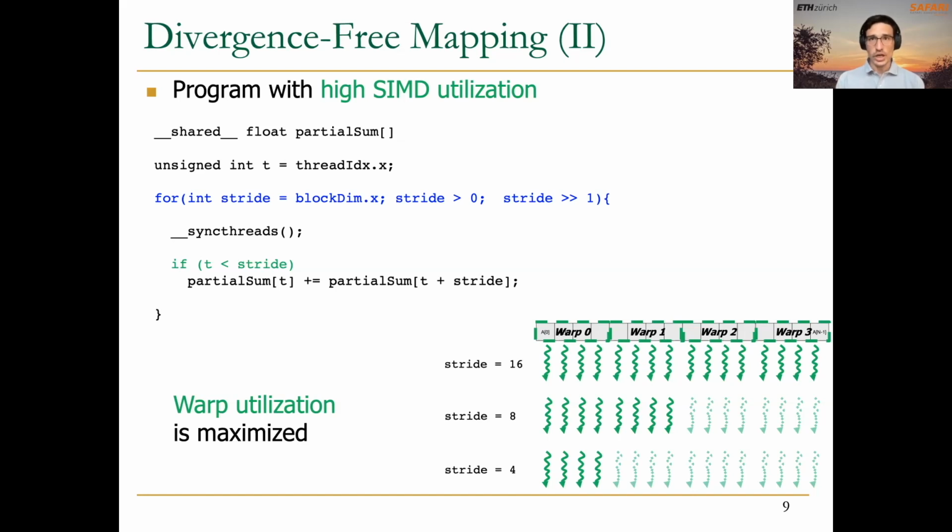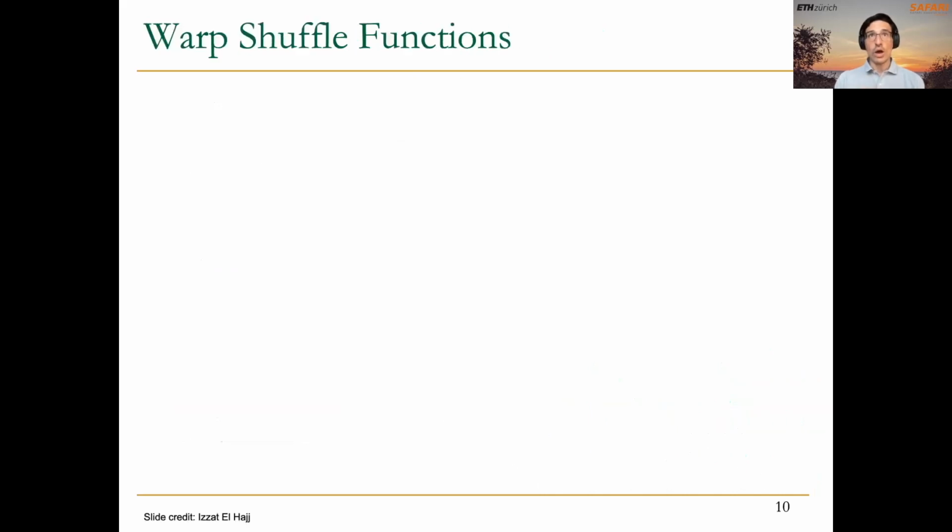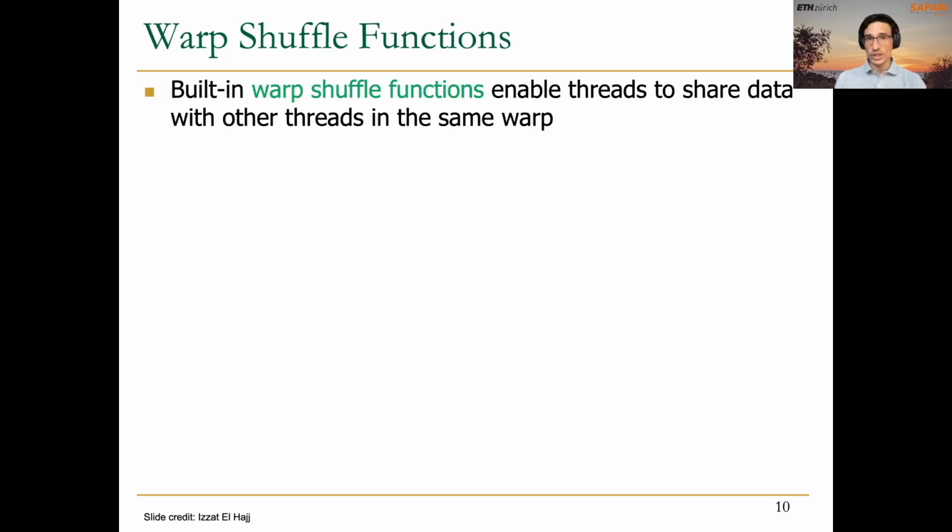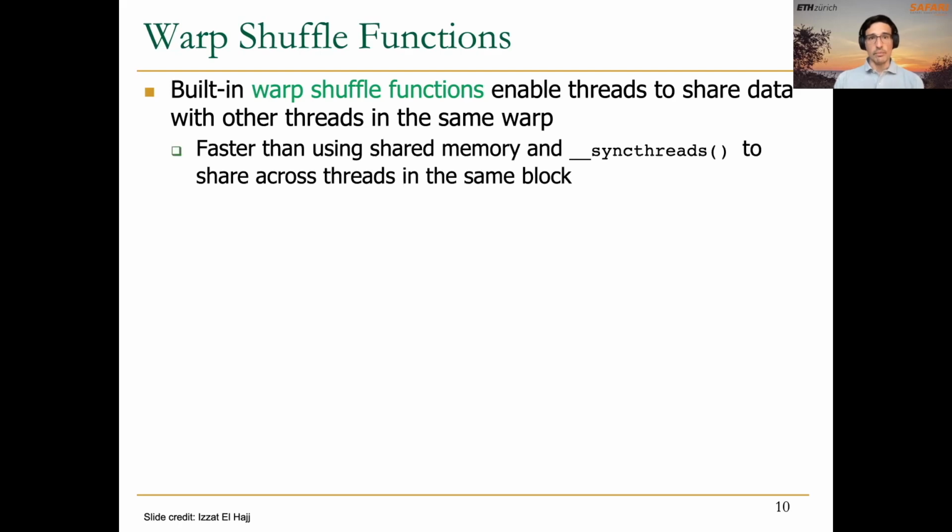Another interesting observation here is that as we make progress in the computation, iteration after iteration, there is a point where the active threads only need to access partial values that have been generated by threads in the same warp. And when that happens, we don't need anymore to go to shared memory and use sync threads. Why is that? Because newer GPU architecture generations provide warp shuffle functions. These are special intrinsics that enable threads belonging to the same warp to share data with other threads in the same warp. And this is going to be faster than using shared memory and sync threads, as we do in the initial iterations of the reduction operation.